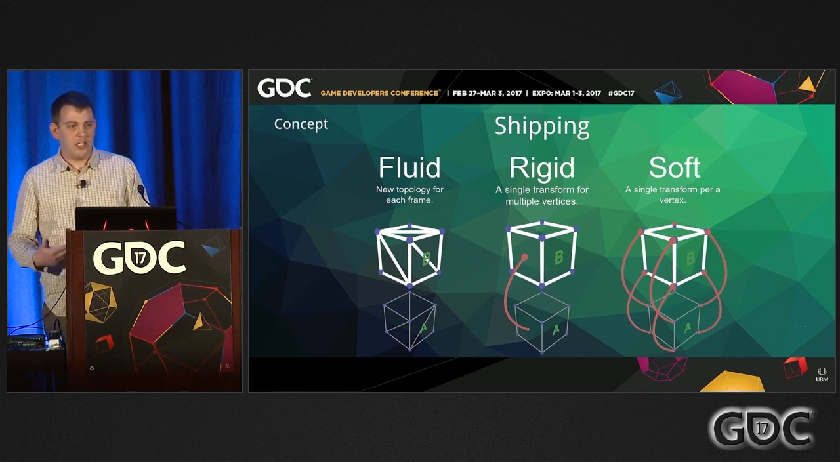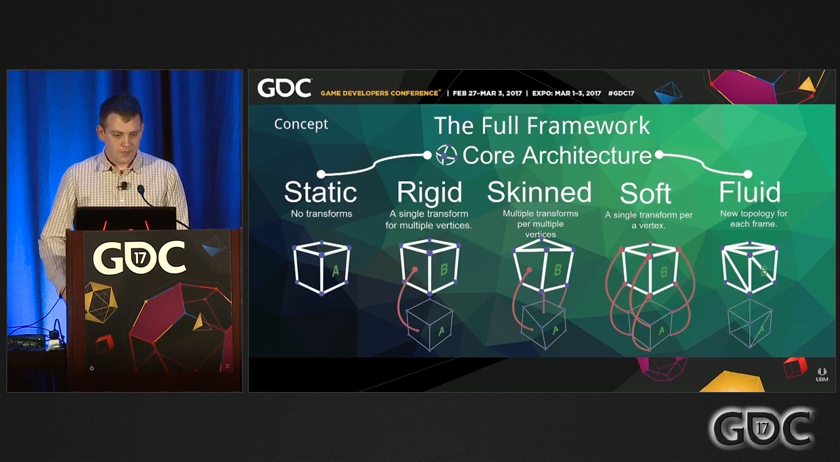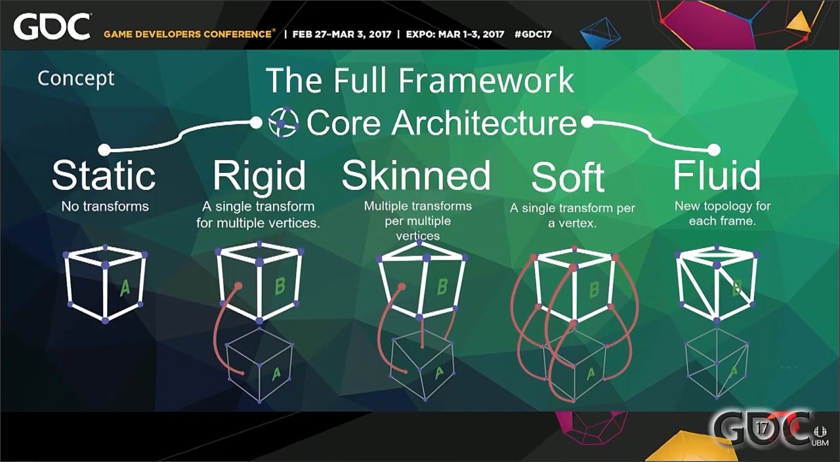But to take the technology further, we developed a framework so we can continue to optimize this going into the future. We got the full framework. This is the core architecture on top, shared across all the heuristic values. Our base components we introduced were static, rigid, skin, soft, and fluid.